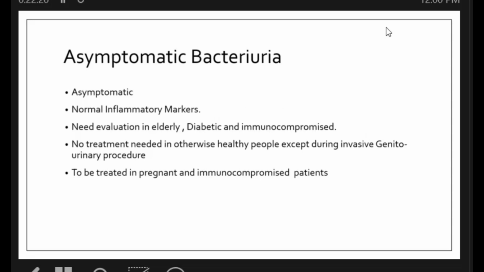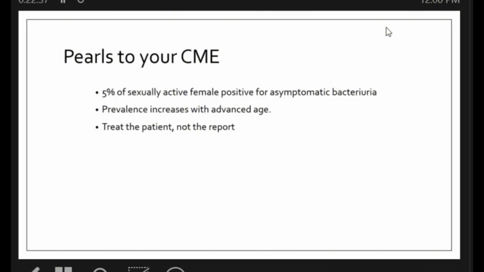In most of the adult population, asymptomatic bacteriuria doesn't need any treatment, except in pregnancy. And if you are preparing the patient for an invasive genital procedure, only then do they need treatment. About 5% of sexually active females are positive for asymptomatic bacteriuria, and the prevalence increases with advanced age. So it's very common practice.